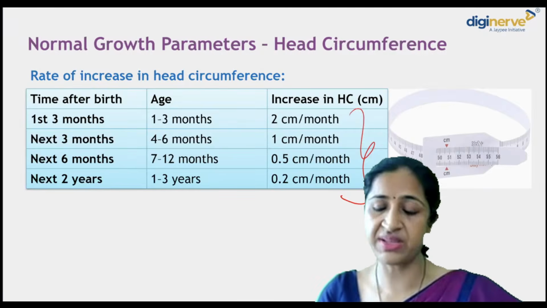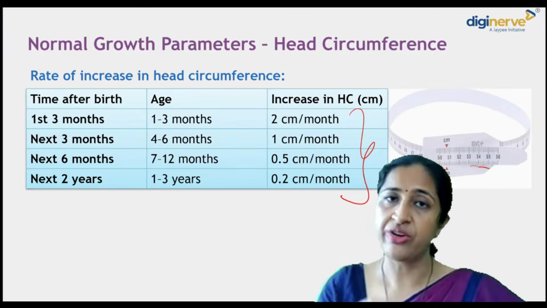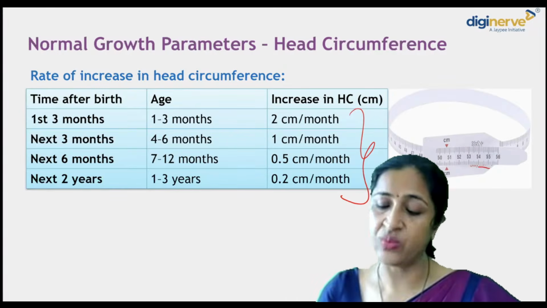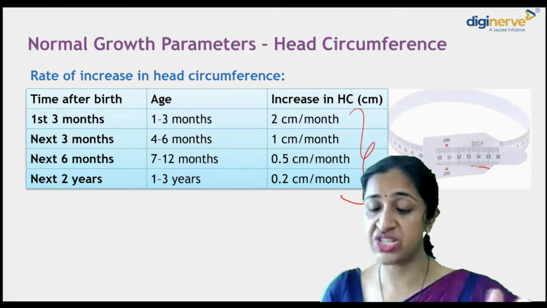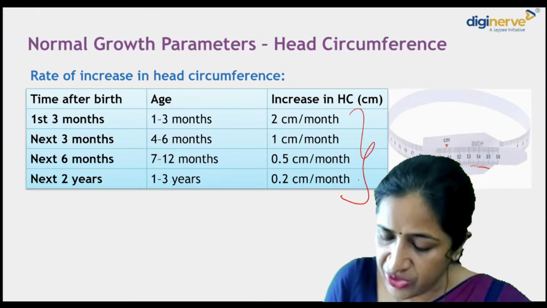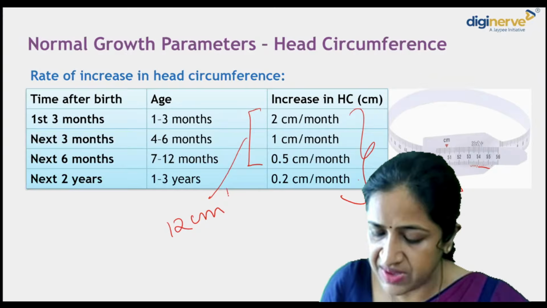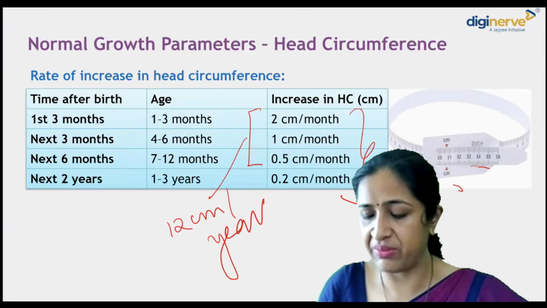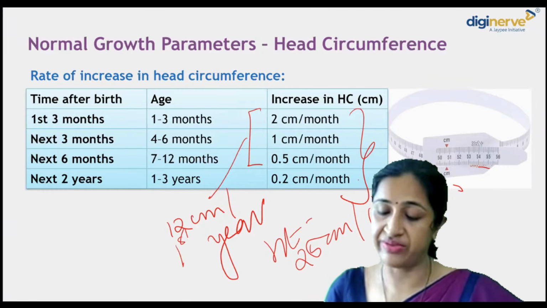The first 3 months, 2 centimeter per month. Next 3 months, that is from the 4th, 5th, 6th month, 1 centimeter per month. Next 6 months till 1 year of age, 6 to 12 months, 0.5 centimeter per month. So if you look at these three, you have an average of 12 centimeter per year. Remember, height was 25 centimeters in the first year. Okay, first year of life.